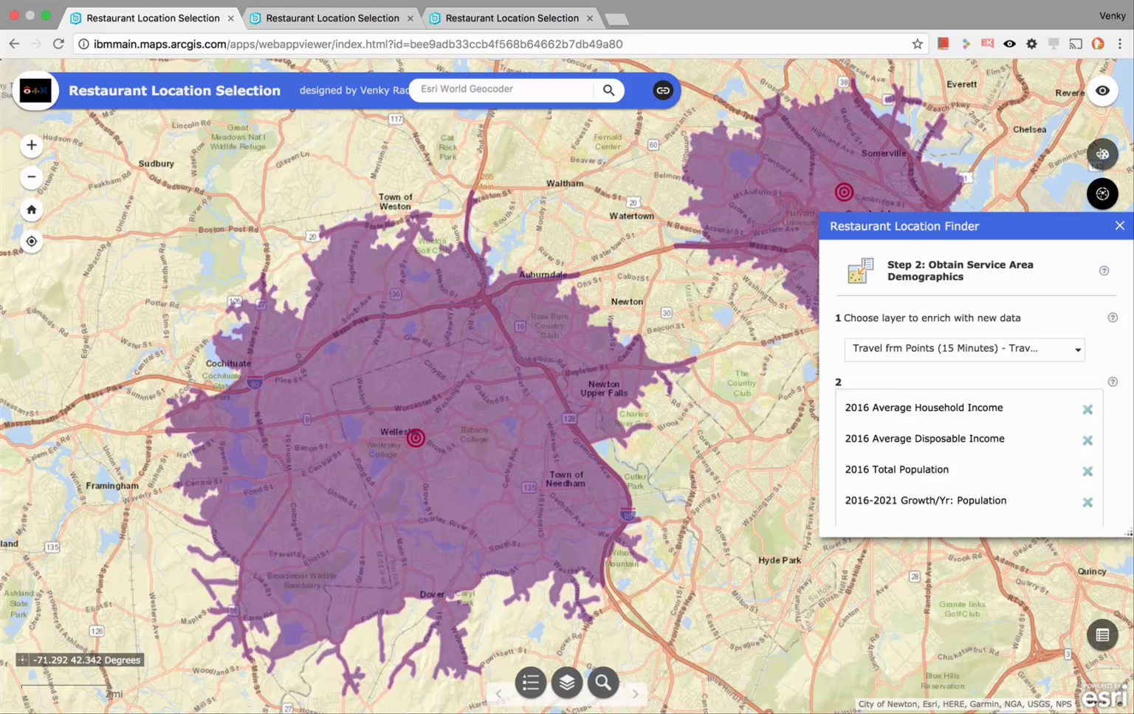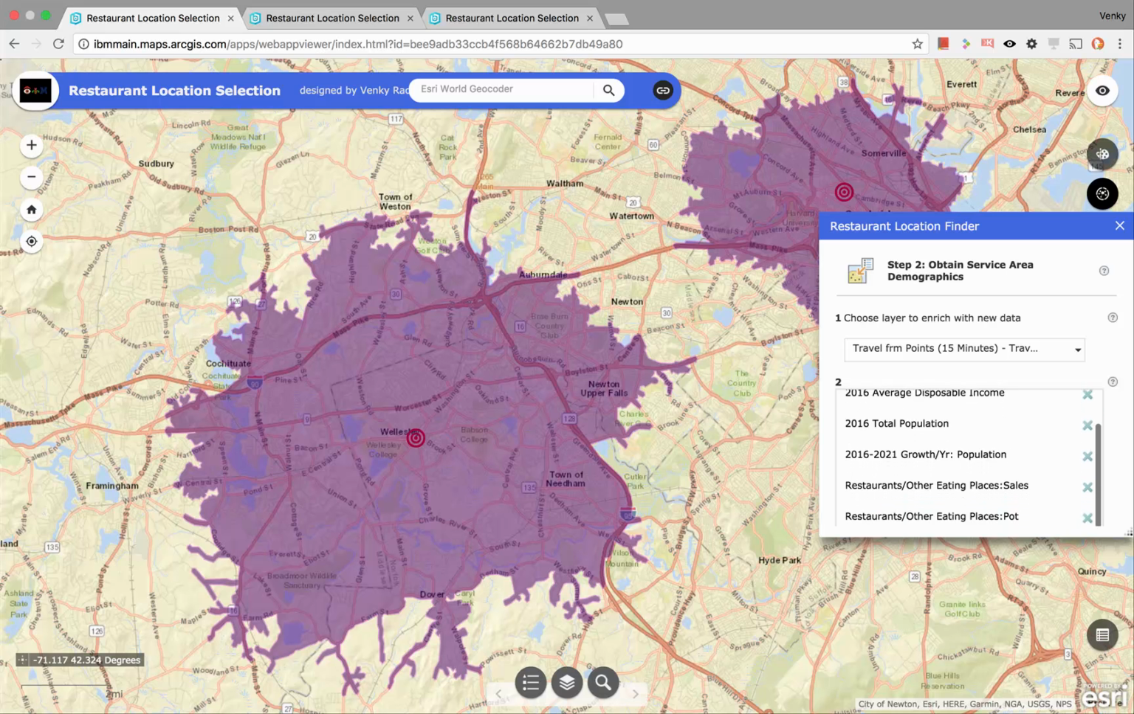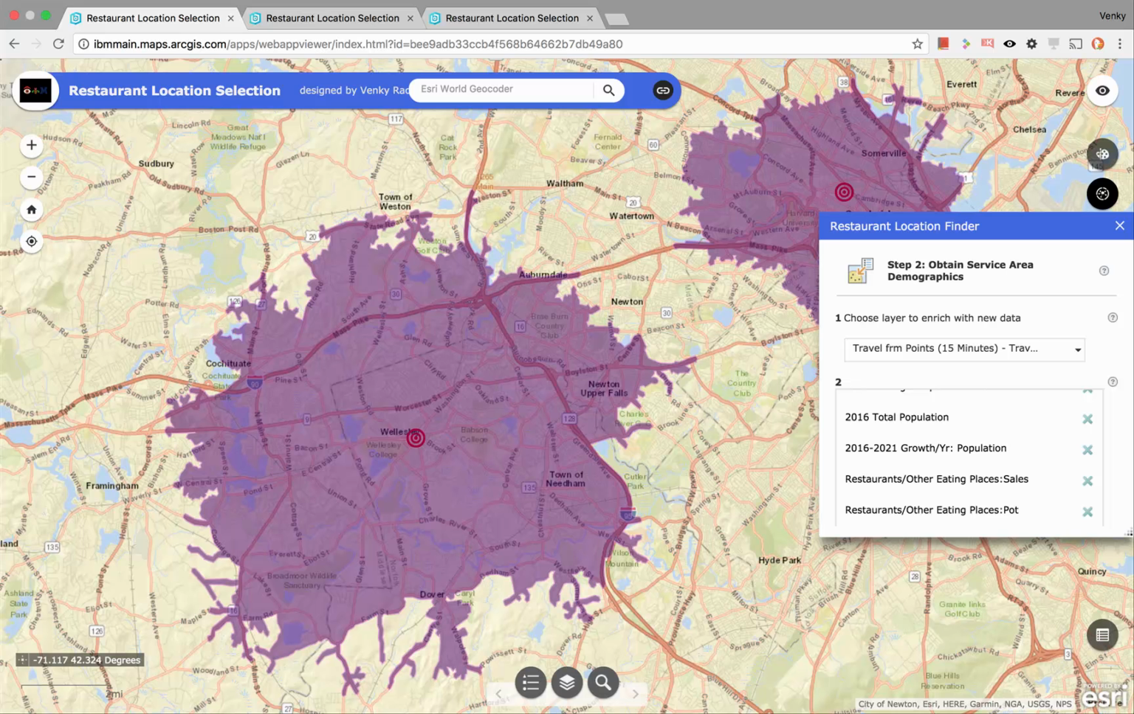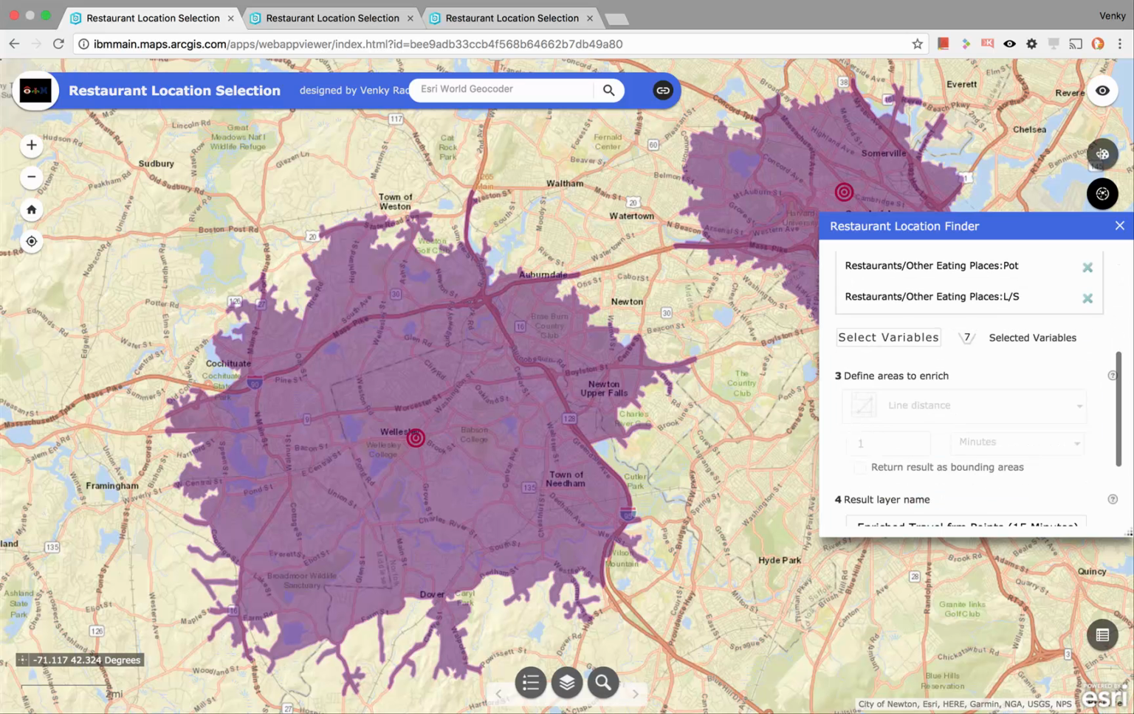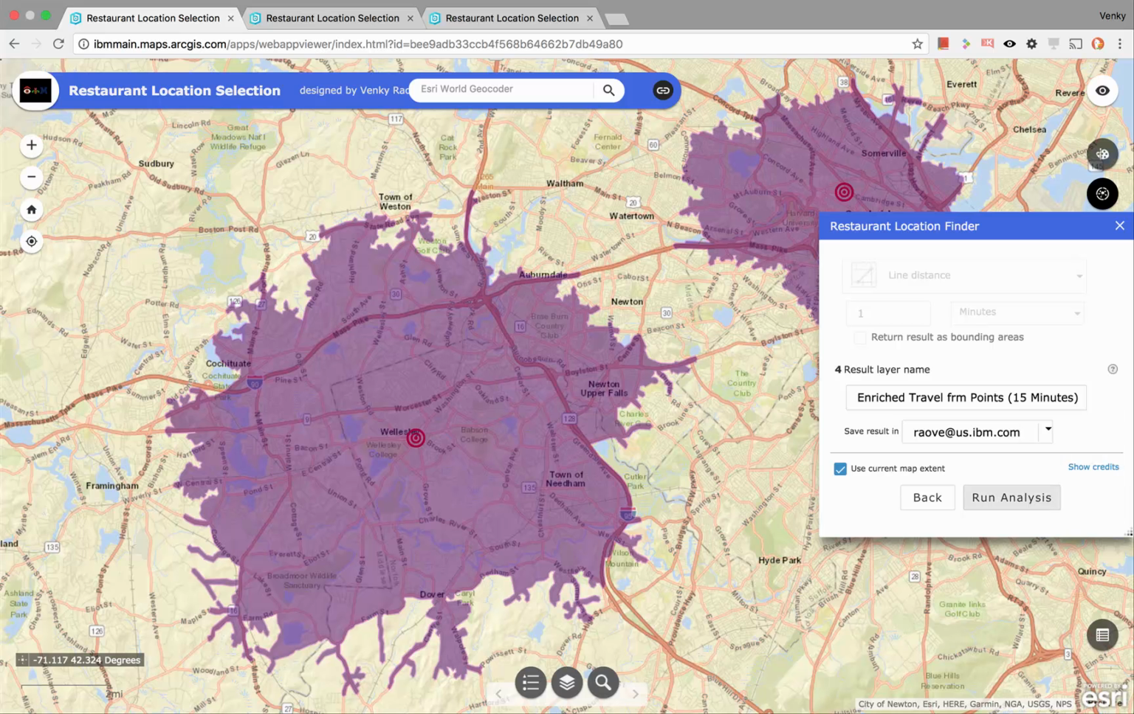Next, let's get the demographics information from these two locations. To do this, we choose the variables with which to enrich our data. We pick income variables like average household income, average disposable income, population variables like the total population, the population annual growth rate, and some restaurant-related variables like sales, sales potential, and the leakage surplus factor. Let's click the Run Analysis button.